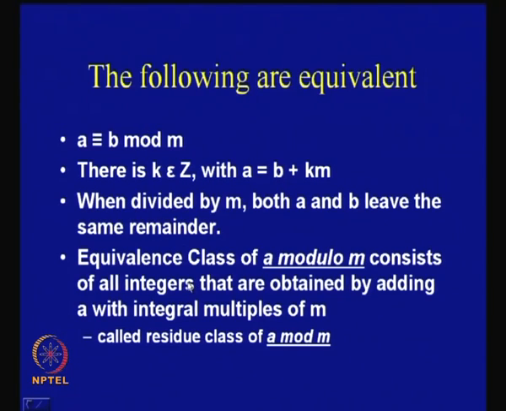Now the equivalence class of A modulo M consists of all integers that are obtained by adding A with integral multiples of M. This is defined as the residue class of A mod M. So which means that if I say there is a class which is called the residue class of A mod M, then what we do is that we take A and we add all possible integral multiples of M.